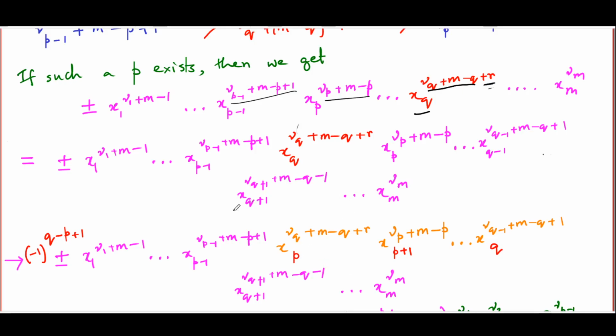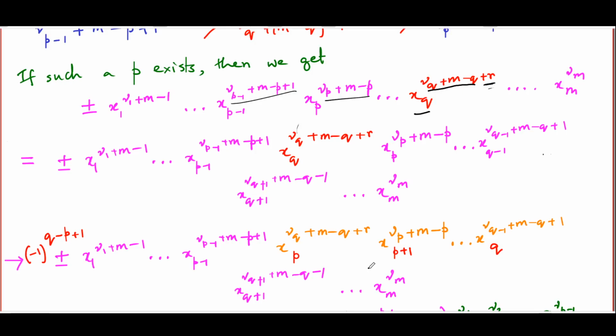Now this involves pushing this q back through q minus p plus 1 places, actually q minus p minus 1 places. That would give you a minus 1 to the q minus p minus 1. But that's the same as minus 1 to the q minus p plus 1. The one term that I've written here as a sign. So this is your final form, where all the indices are actually in the order 1, 2, 3, p minus 1, p plus 1, q plus 1, and so on. And the powers are also in nice descending order.